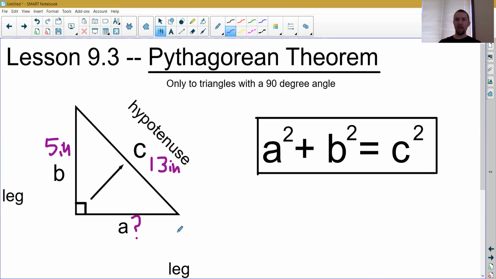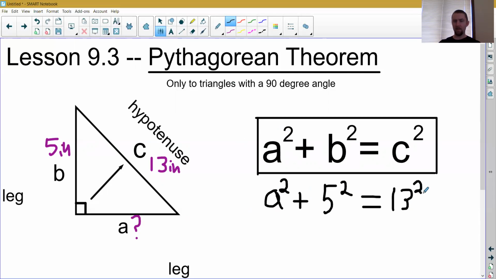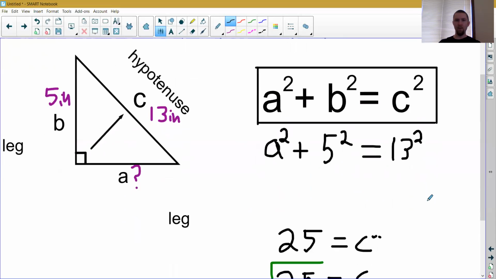So now I know some different information here, but I'm still going to plug it into my Pythagorean theorem formula, just like I did the last one. Except this time my a squared is going to stay exactly the way it is, because I don't know what the a value is. I don't know the length of that side right now. But I do know the length of the b side. That's 5 squared. And then the length of the c side is 13 squared.